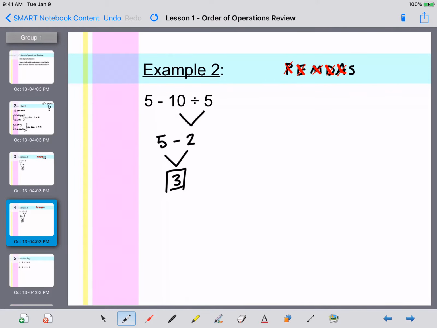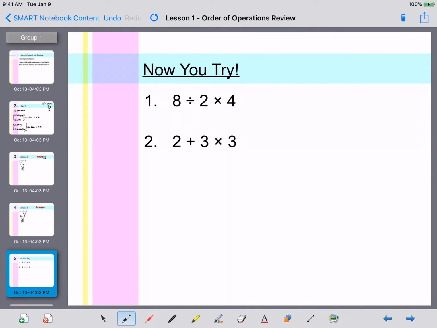So now that we've done a couple of examples involving multiplication, division, addition, and subtraction, I have two examples for you to try.